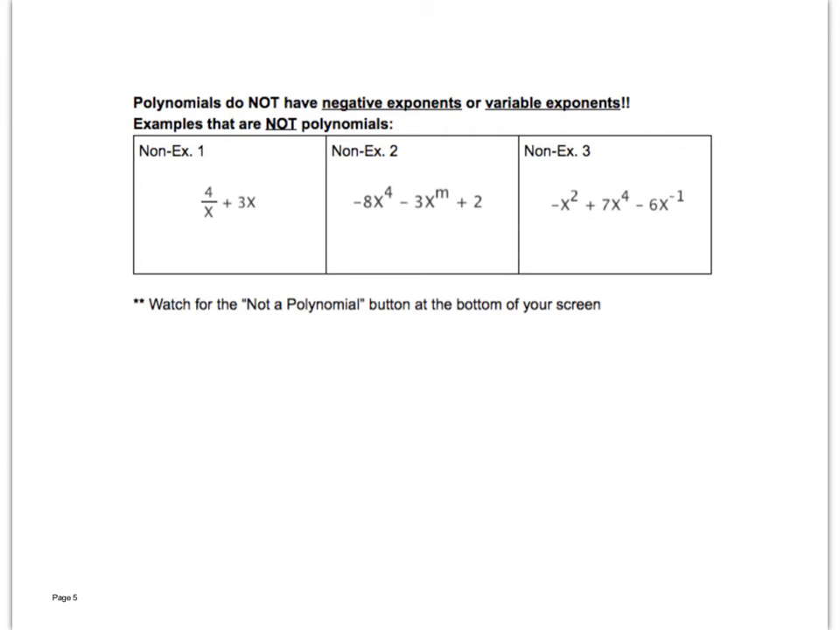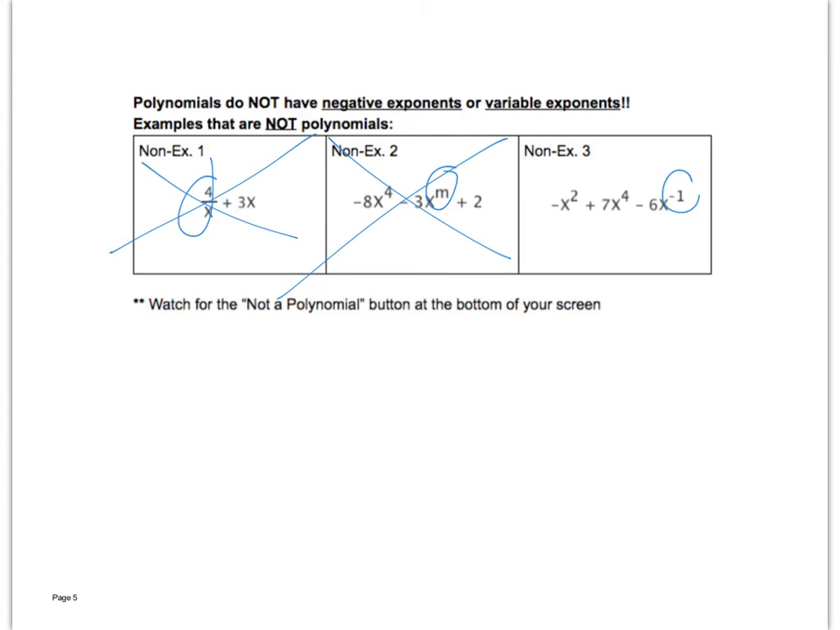Now, some things that look like polynomials aren't. Remember, in our definition of polynomial, we said you can only have addition and subtraction and multiplication. So as soon as you see division, that's not a polynomial. This one right here has an exponent that's a variable. It's not a number. The exponents have to be numbers. Since that's not a number, it's not a polynomial.